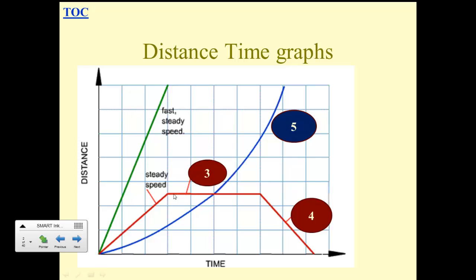Here the distance does not change. If the distance does not change, it is motionless. So the velocity is 0. 4, the distance goes from a value back to 0 again, which means it goes back to its original position. We can also say that since it is a straight line, it has a constant velocity.